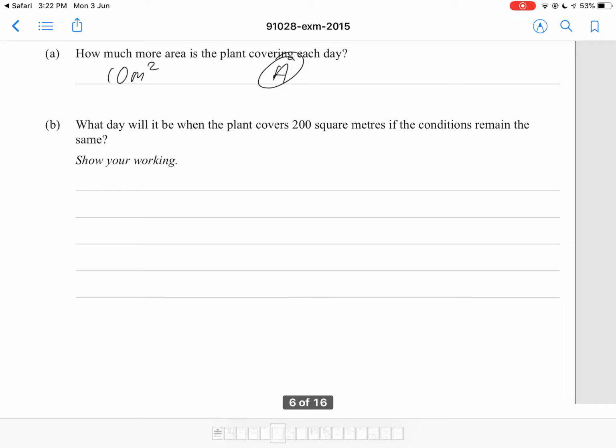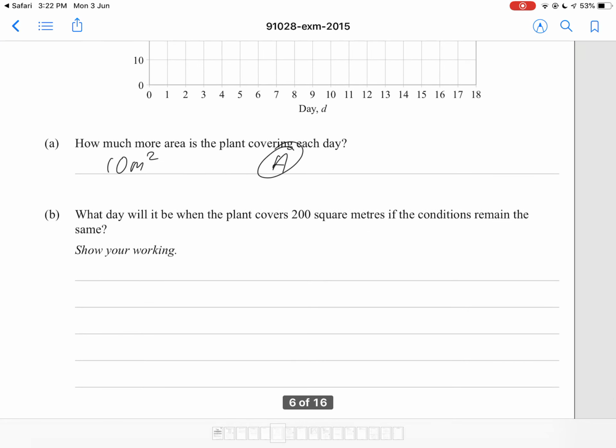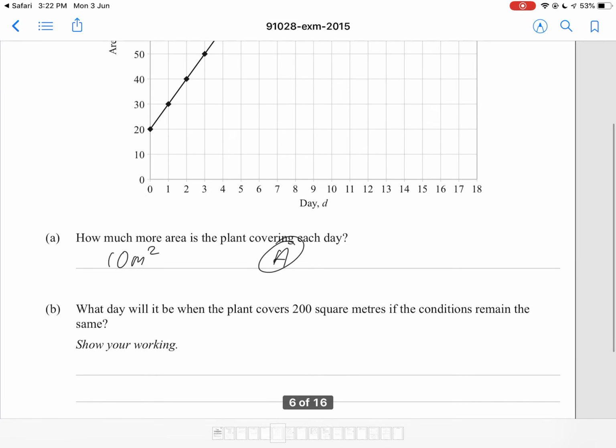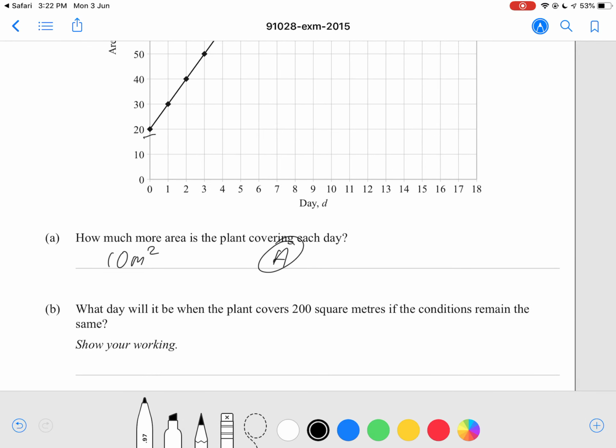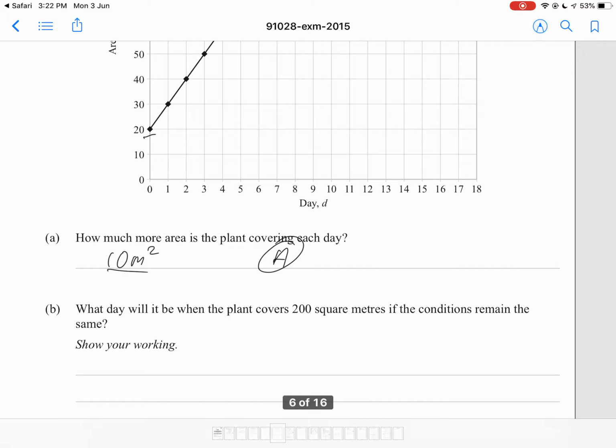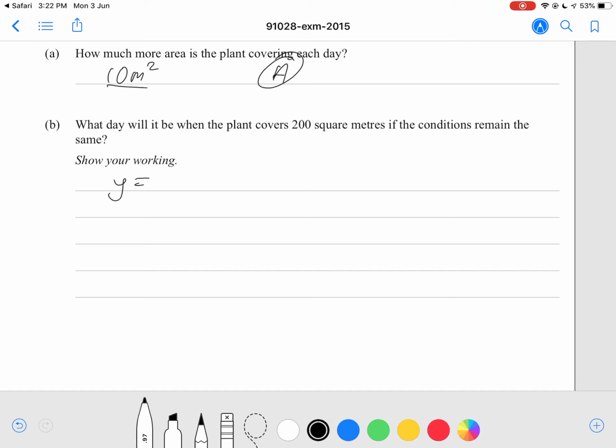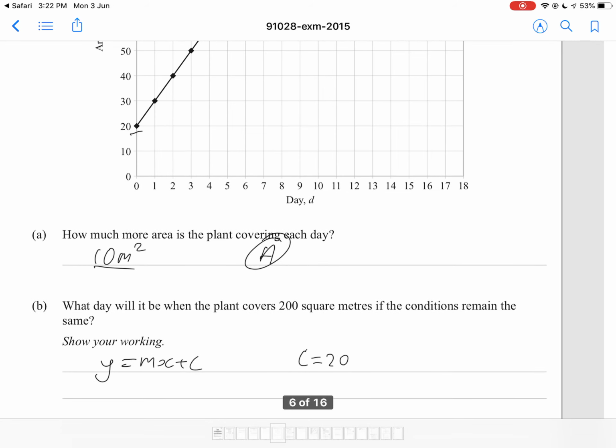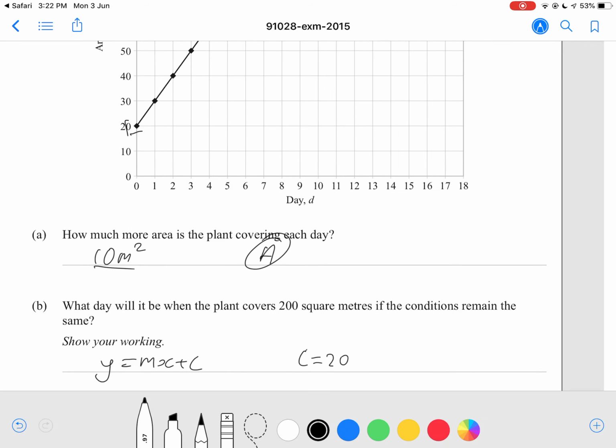What day will it be when the plant covers 200 square meters if the conditions remain the same? So show your working. So basically, as you can see, the y-intercept is 20. And it's increasing by 10 meters squared each day. So you know y equals mx plus c, right? You know that c is 20, because the graph cuts the y-axis at 20.